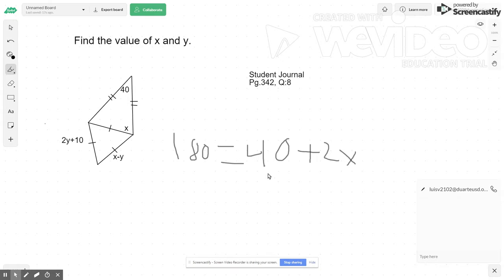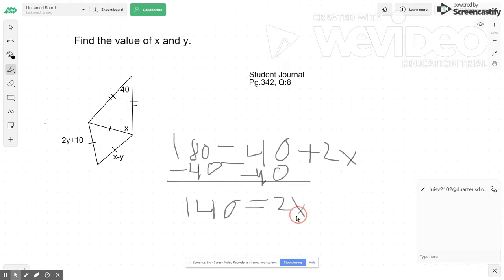All right, so what you do now is you subtract 40 on both sides. So then you'll get 140 equals 2x. And now what you do here is you just get x by itself, so you divide by 2. And what you get is 70 equals x. So now we know what x means.